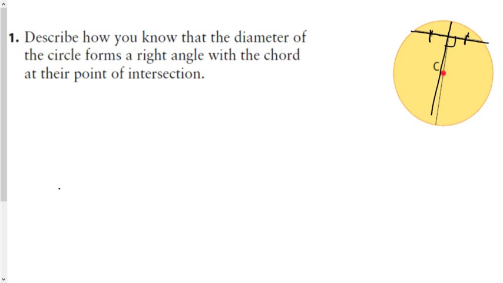Hence we can say, in order for it to be a perpendicular bisector, it has to be perpendicular, meaning 90 degrees, and bisecting the chord, meaning two equal parts.